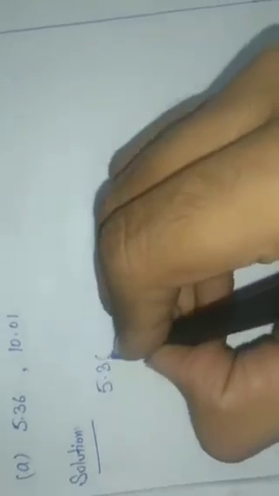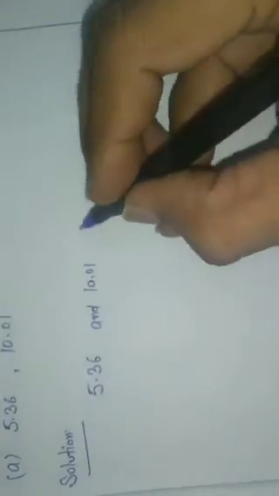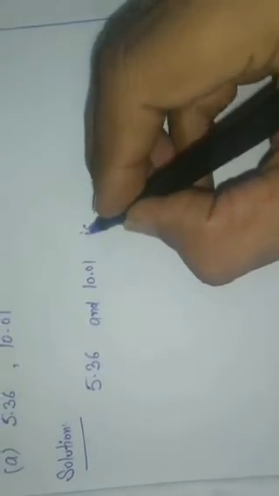आप दो या दो से ज़्यादा नंबर्स को कंपेयर करते हो. So you can see it here. In this both the numbers have 2 digits after the decimal. So here you will write the solution. In the solution, 5.36 and 10.01 are like decimals.